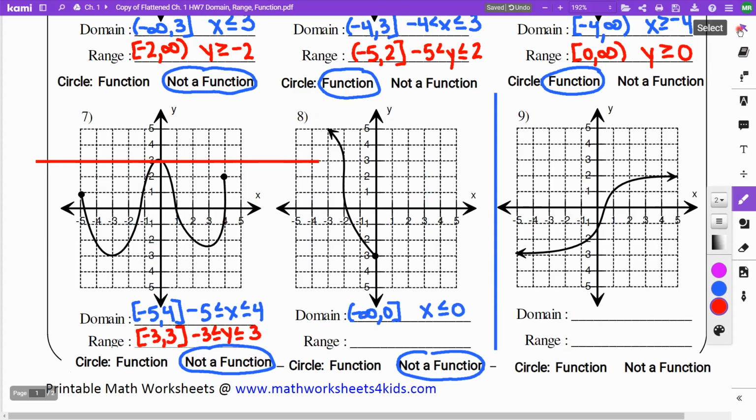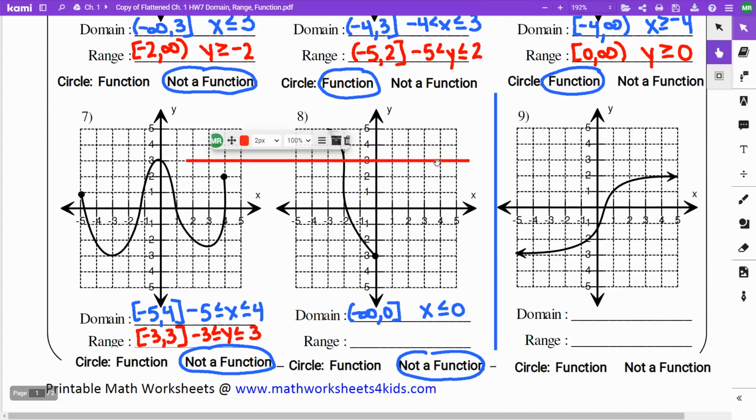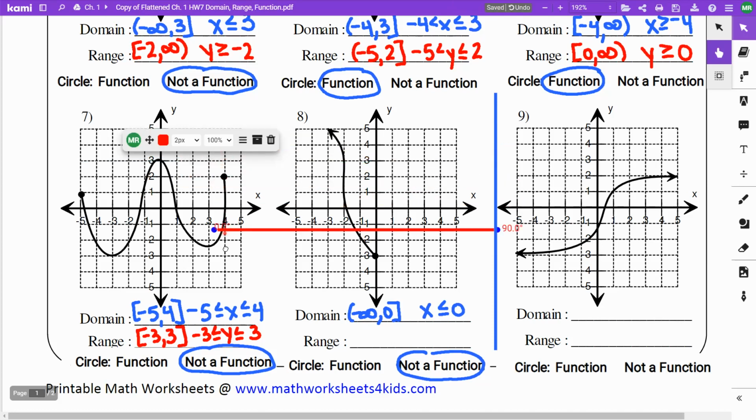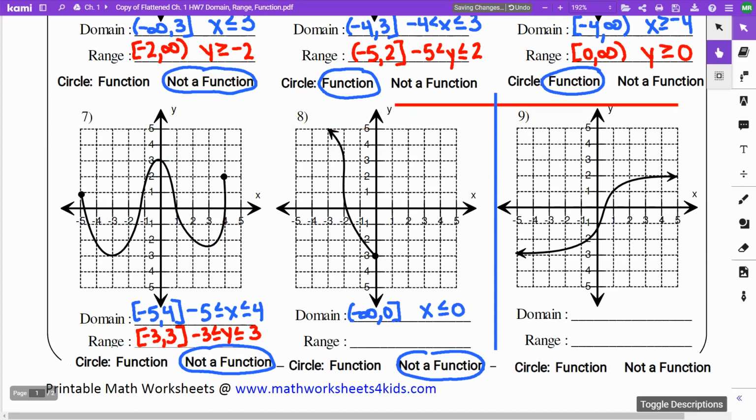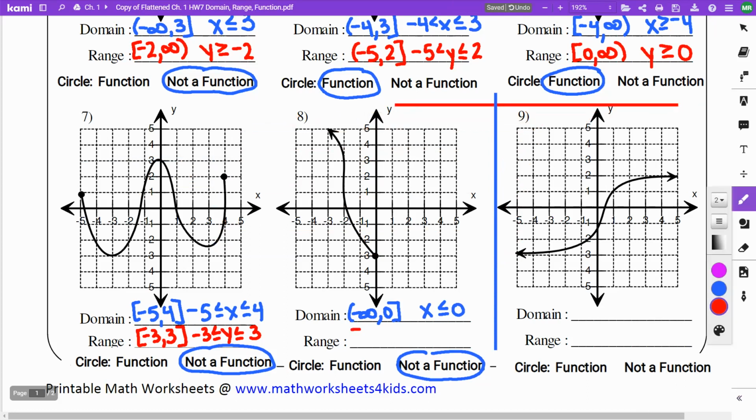Now for my range, the lowest this graph is going to go is -3, and then it's going to go forever up. So -3 to infinity. So close bracket -3 to infinity open bracket, or y is greater than or equal to -3.